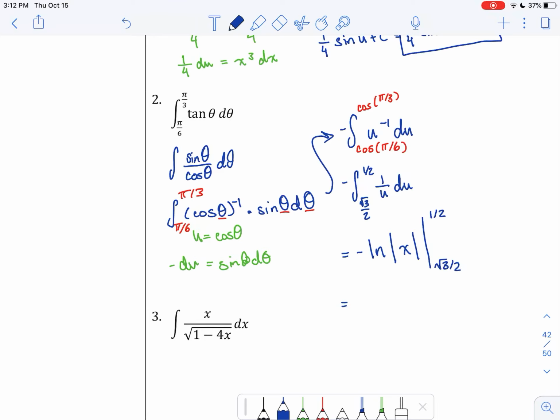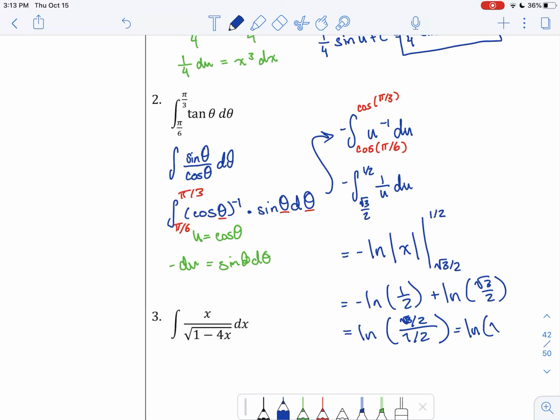When we plug that in, that becomes negative ln of 1/2 plus, simplifying the negative, ln of root 3 over 2, which you can leave like this, or you can also simplify. And when we have a negative and a positive with our logs, that's the same as writing it as a division problem. So root 3 over 2 over 1 over 2, sorry for that bad handwriting, which is equal to the ln of root 3 as our final answer.